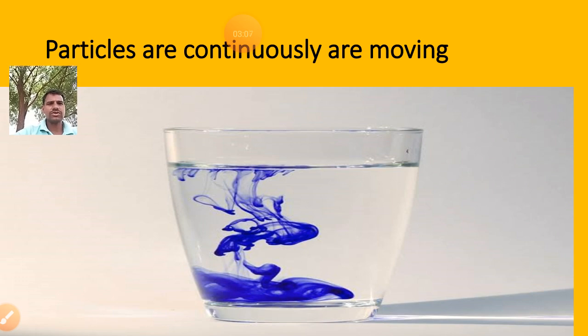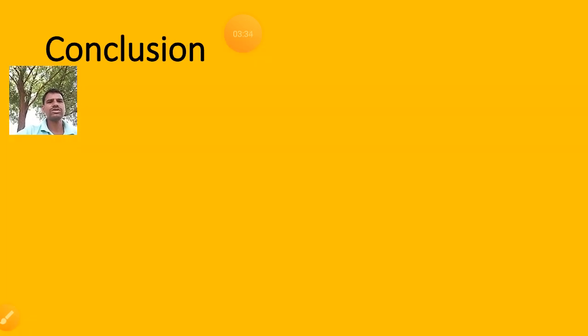Have a look at this picture. There is a glass having water in it and a drop of ink is put in it. Now it is not stirred. It is mixing on its own with water. That means it is moving from one place to another place. So based on these three examples, let us draw some conclusions. And the conclusions are like this.